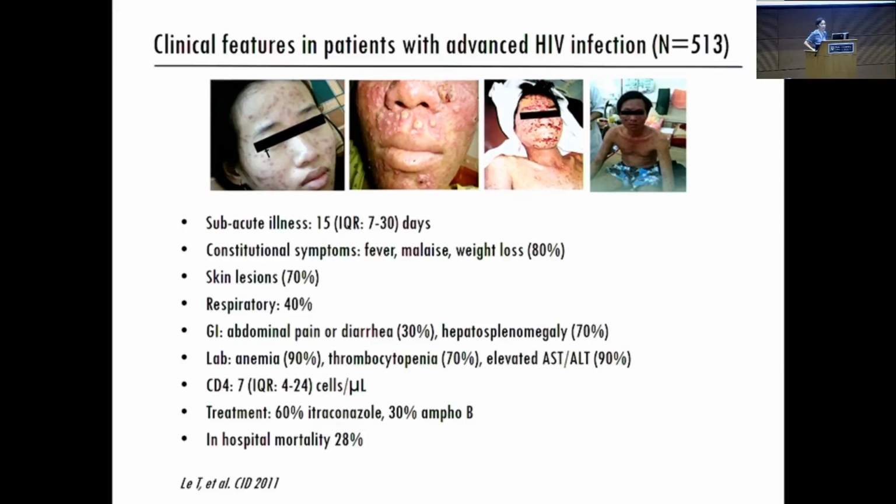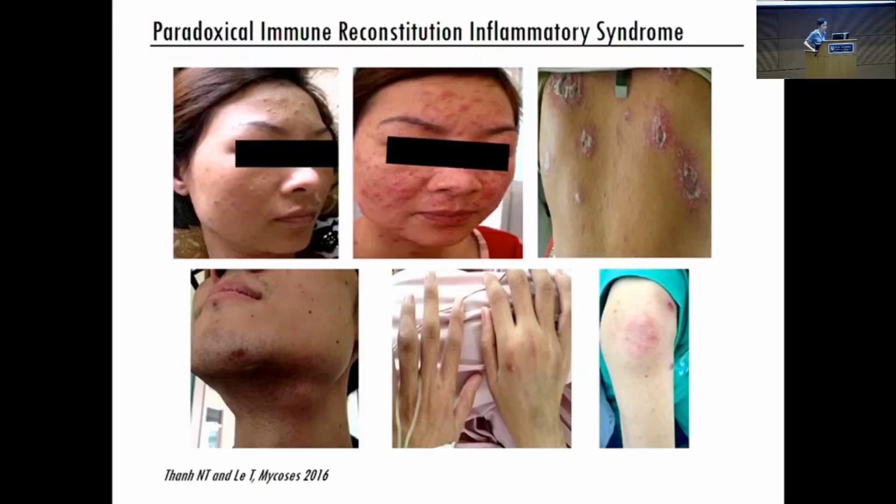In terms of treatment at our hospital, even though we are the Eiffel Tower of Vietnam, we use itraconazole 60% of the time, and only 30% of patients get amphotericin B, mostly because of lack of availability, and a lot of clinicians are not happy using ampho B because of its many side effects. In-hospital mortality in this case series was up to 28%. We do see paradoxical immune reconstitution syndrome, similar to tuberculosis, cryptococcosis, or CMV. We see this phenomenon as the patient responds to antiretroviral therapy.